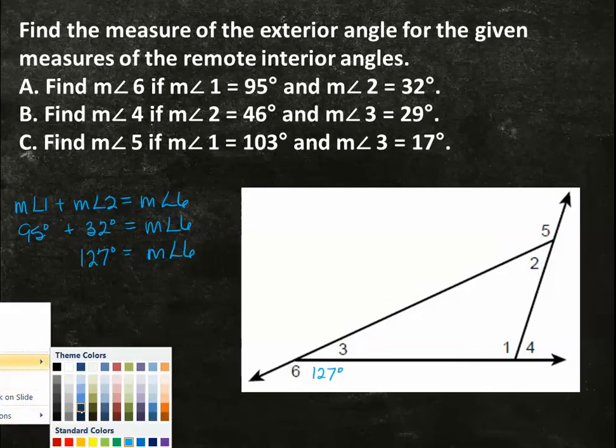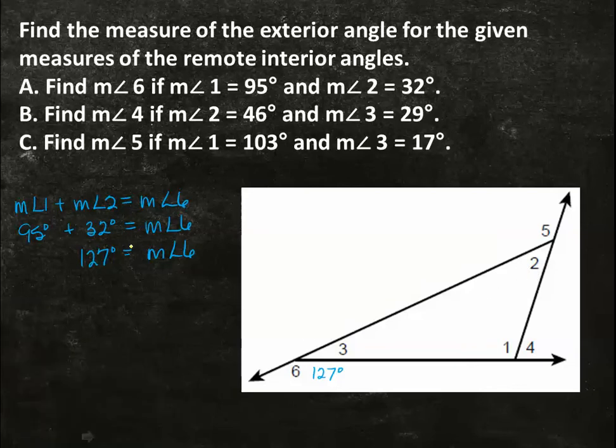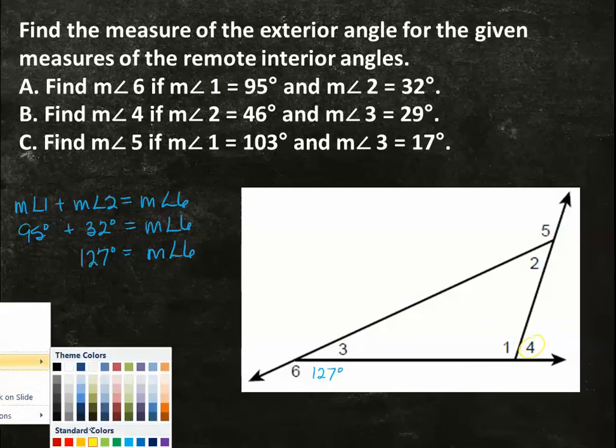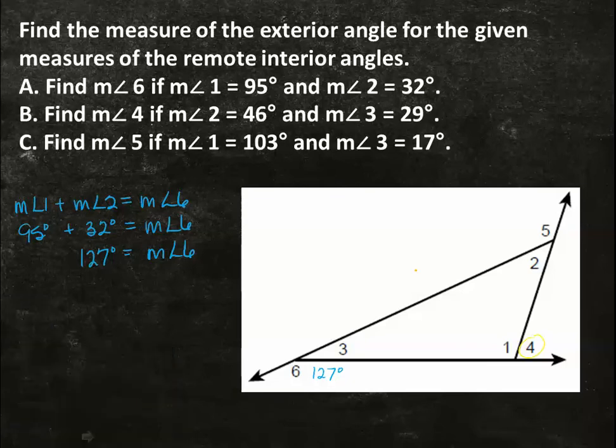For this one, I'm going to change my ink color. So for B, it says find the measure of angle 4. Oh, you can't see it with yellow. If the measure of angle 2 is 46, let me find another color that'll show up. Here we go. This is 46, and the measure of angle 3 is 29.